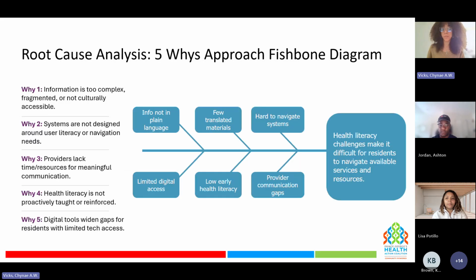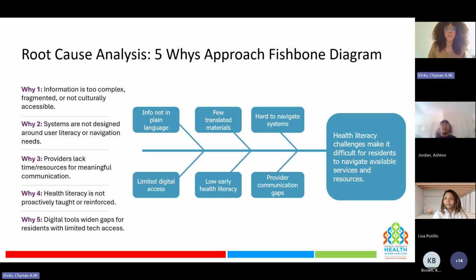Now, back in November, we used the 5 Whys approach to dig deeper into what was driving some of these trends. So instead of stopping at just the symptoms, we really tried to push that conversation forward and dig a little bit deeper into those systemic drivers. So things like barriers to health education and communication. We talked a little bit about how a lot of the health information wasn't written in plain, simple language. There weren't as many translated materials available as well.